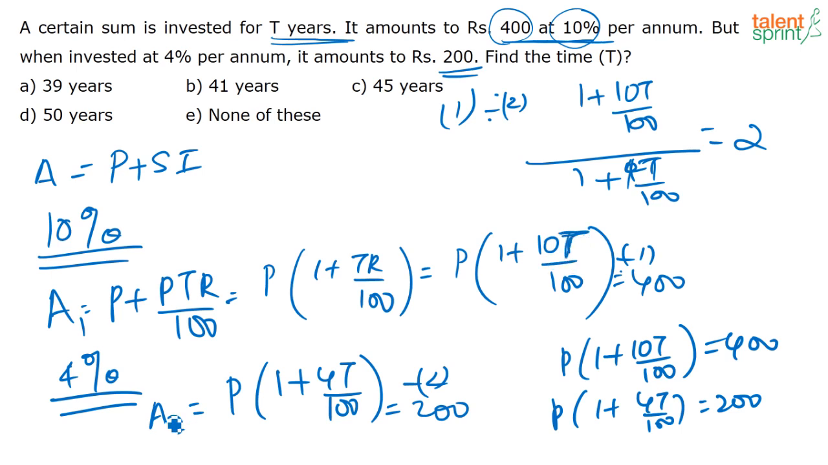Now, next case, when I am investing the same amount at 4%, what is happening? When I am investing the same principal at 4%, I get back an amount A2, that is 200 rupees, right? A2 is 200, that is equal to P into 1 plus 4T by 100. So, I just divided both the equations, found the value of T. And T, you solve, you get T is equal to 50. This step I am not solving, I hope all of you will be able to do it on your own.